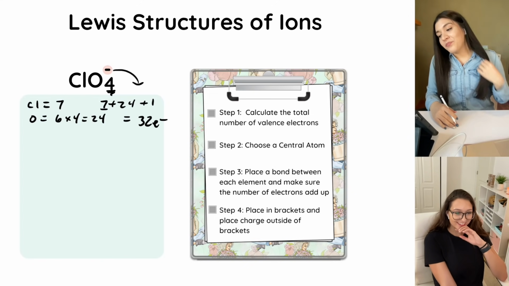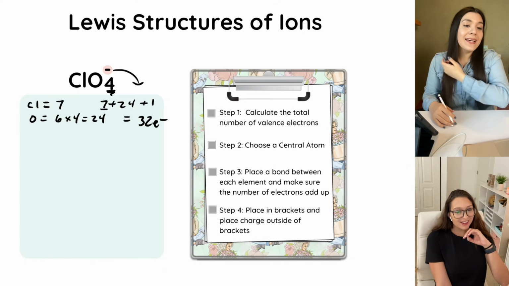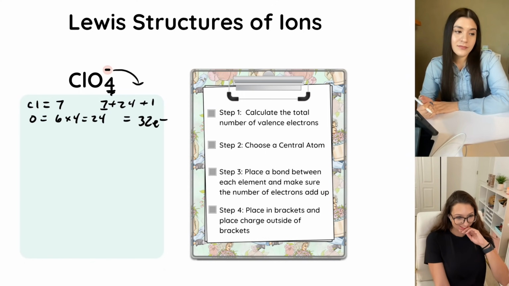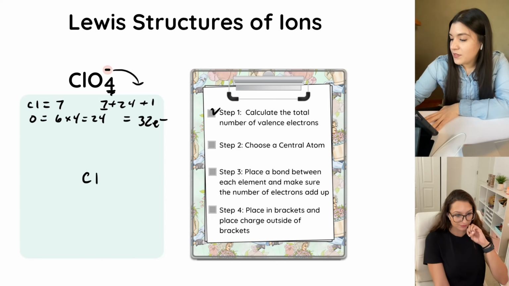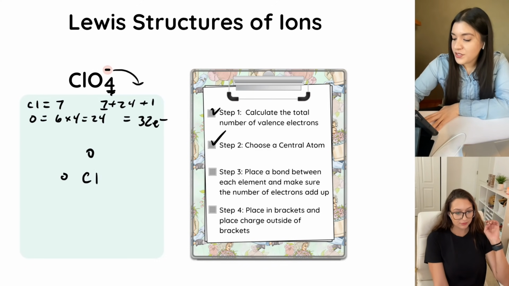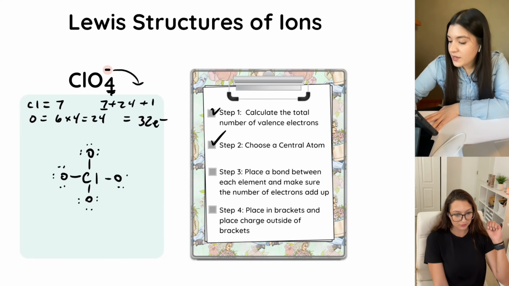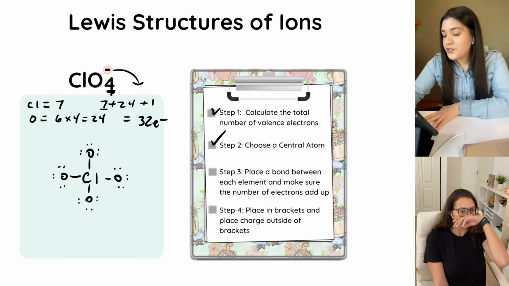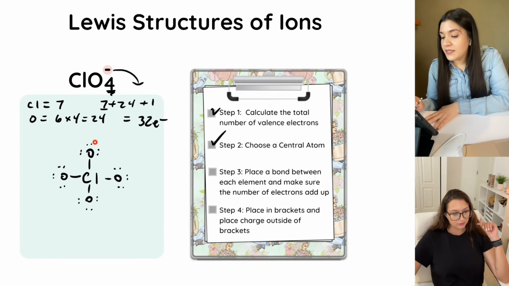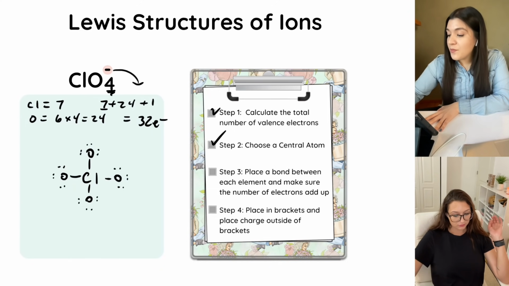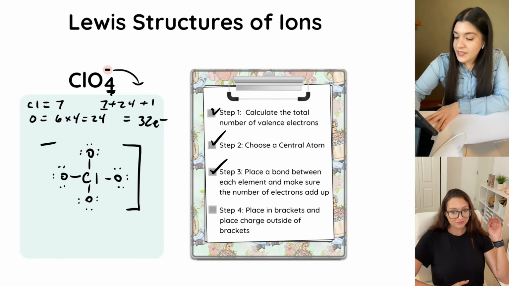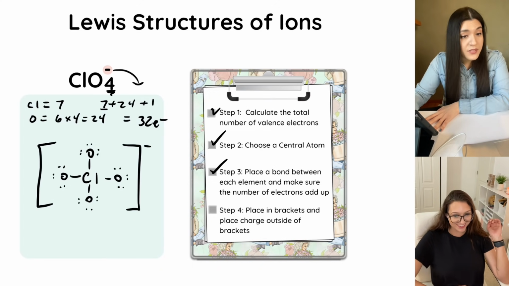That's not a problem. So what's our central atom in this case? Chlorine. Yes. Perfect. And then we're going to place oxygen surrounding it and place our bonds. The oxygen is going to have 3 lone pairs all throughout. And then we'll double check the amount of electrons. So in this case, again, this is 8. 8 times 4 does give us 32. That checks out. The last step is to place this in brackets and then our charge on the outside.